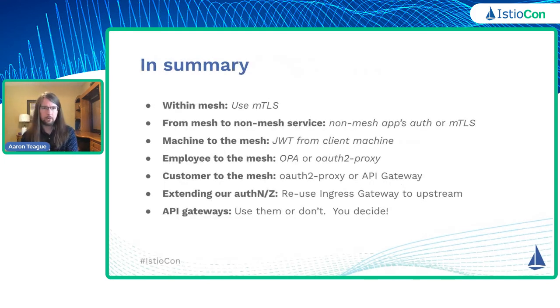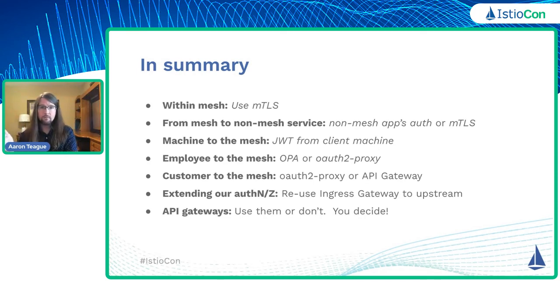So in summary, general recommendations: if we are talking from thing to thing within the mesh, just use mutual TLS. It is simple, it is secure. I would recommend it. For mesh to non-mesh, that's going to be very muddy. Just stick with whatever the other app is using for auth. Use whatever is most recommended or the most secure option there. But you also have mutual TLS as an option if you have control over that other app.